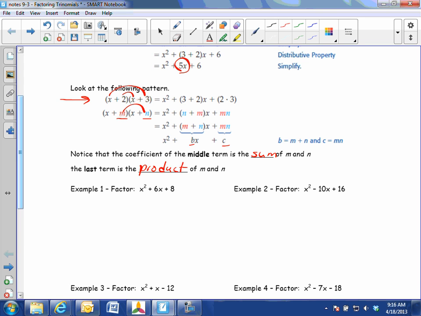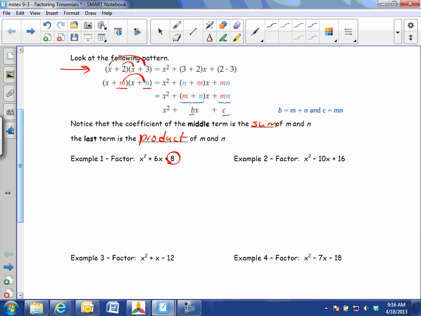So in order to undo FOIL, what we're going to do is look at this last term and find its factors, like we did before in that first section. So what are the factors of 8? 1 and 8, 2 and 4. Okay, anything else? Okay, so these pairs are m and n. We are going to look for one of these pairs that when we add m and n, we're going to get the middle term. So we're looking for a pair that when I add, I'm going to get 6. Which pair should we choose? 2 and 4. Those 2 and 4 get us 6 in the middle.